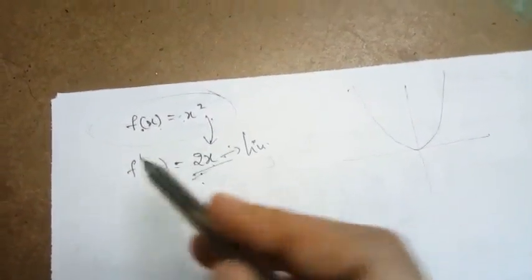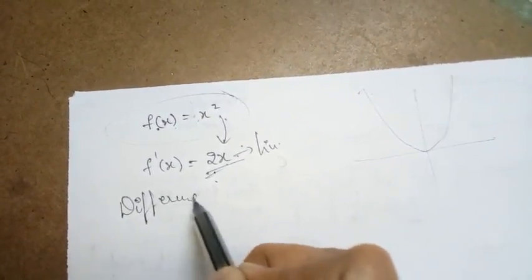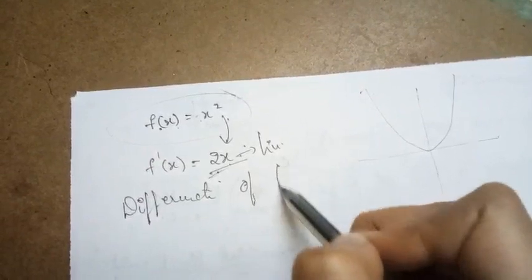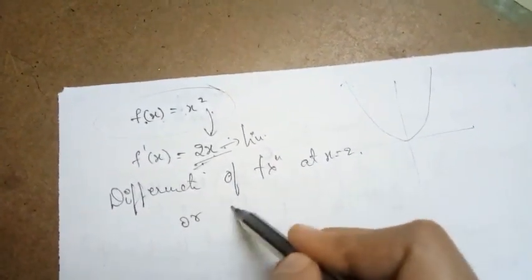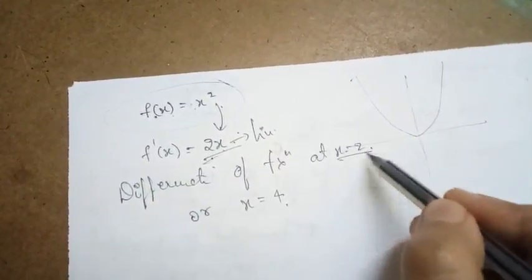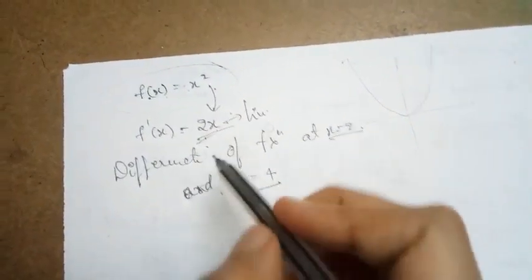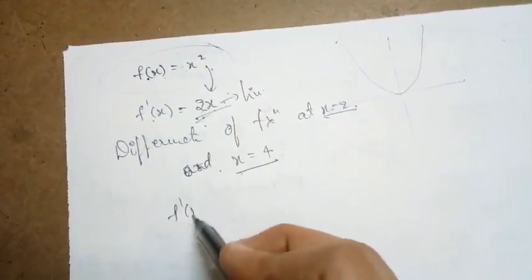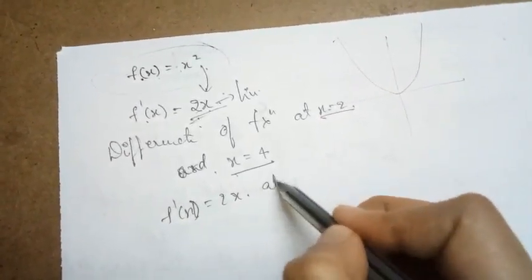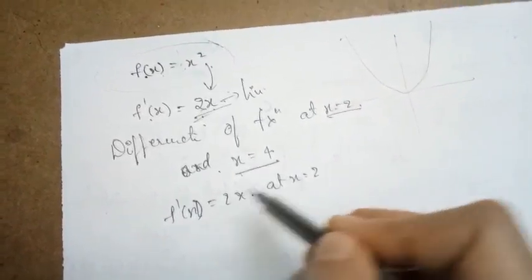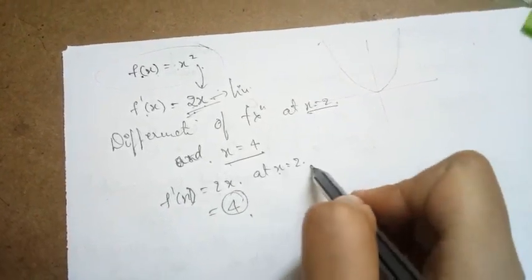Now suppose I ask for the differentiation of the function at x is equal to 2, or at x is equal to 4. You have f dash of x is equal to 2x. Since they asked at x is equal to 2, you will substitute 2 in place of x and you will get 4. So this is the differentiation of the function at x is equal to 2.